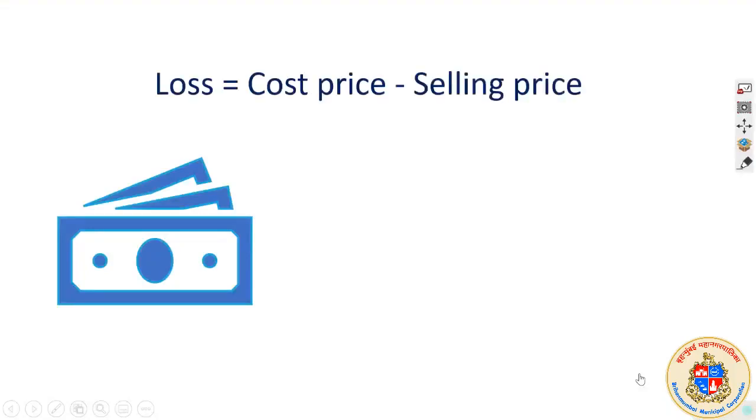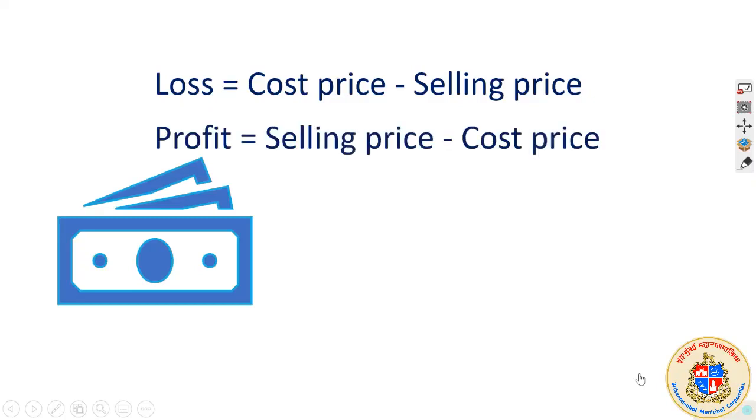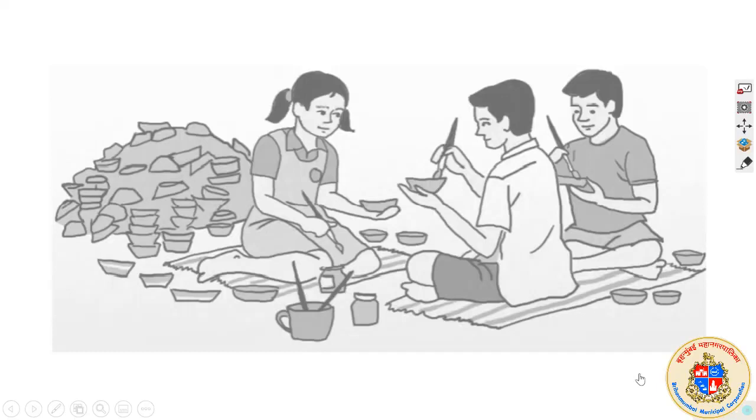But as usual, I would like to just remind you what you learned. Loss is always when the cost price is higher than selling price, so you should find out the difference, how much loss happened to you, by calculating the difference between cost price and selling price. If cost price is high, naturally loss will be there, and profit is when selling price is higher than cost price. Fundamental what you learned earlier.